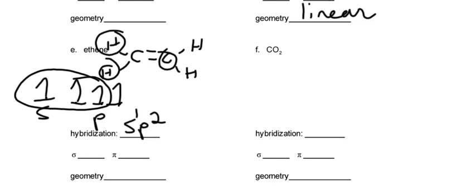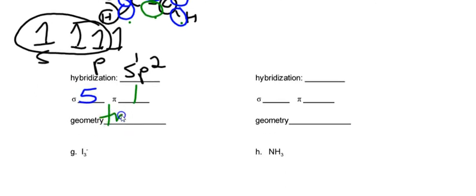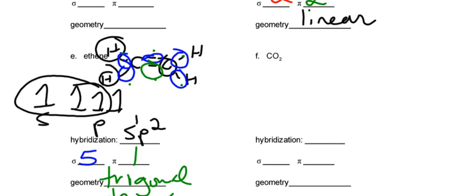So how many sigmas do I have? I have 1, 2, 3, 4, 5. So I have 5 sigmas and I have 1 pi right here. Adds up to 6. 1, 2, 3, 4, 5, 6. Yes. The geometry, sp2. What is the furthest away that 3 things can be to one another? It's going to be trigonal planar, and that is indicative of sp2. If you look on the sheet prior, you'll see trigonal planar. Now, ethene actually gets its own shape all for itself. The entire molecule ethene is actually called bow tie. But if you want to look at the geometry of the carbon, it is trigonal planar.